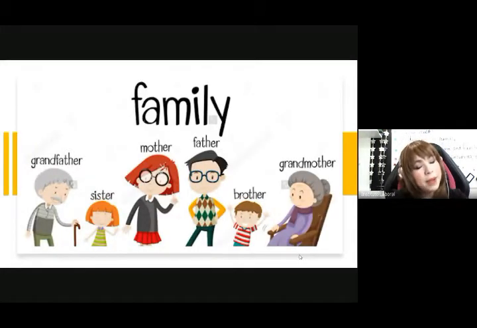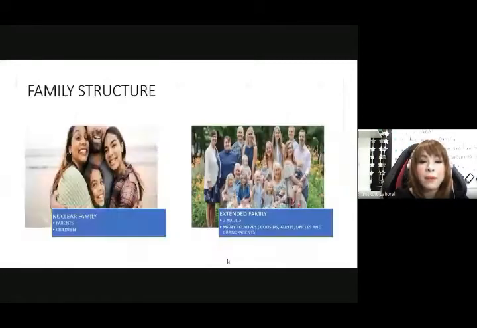Okay, the family is the smallest union of the society, right? In the family, we have some members like mother, father, grandfather, grandmother, sister, and brother. There are more, like cousins and aunts, but those are different types of families. So let's check the family structure.